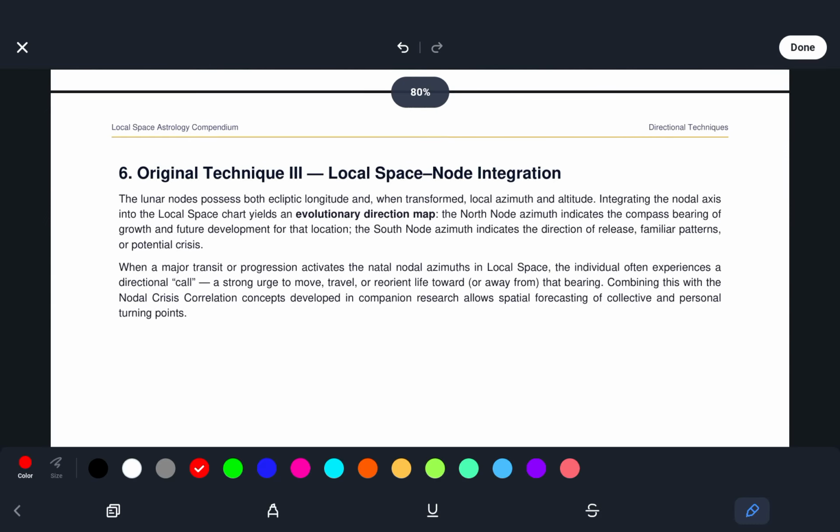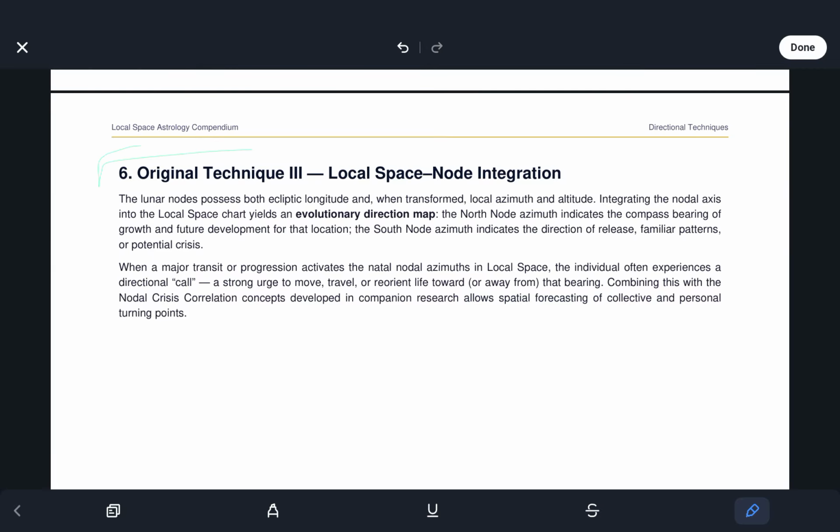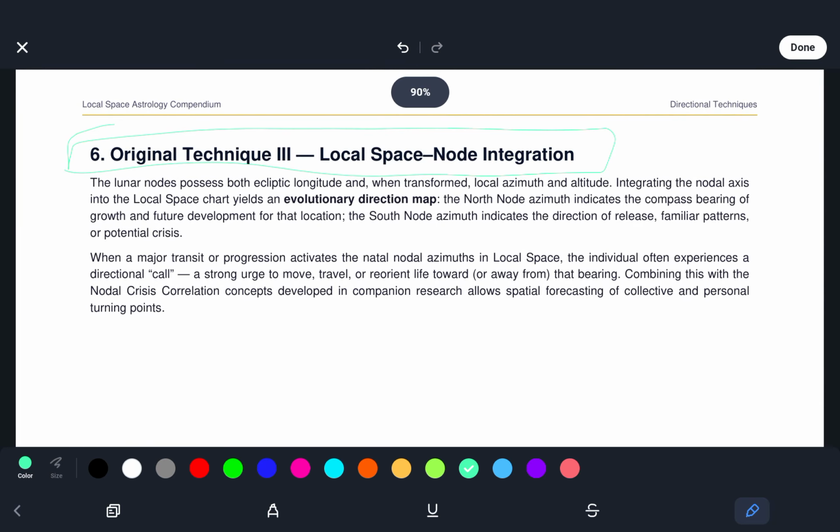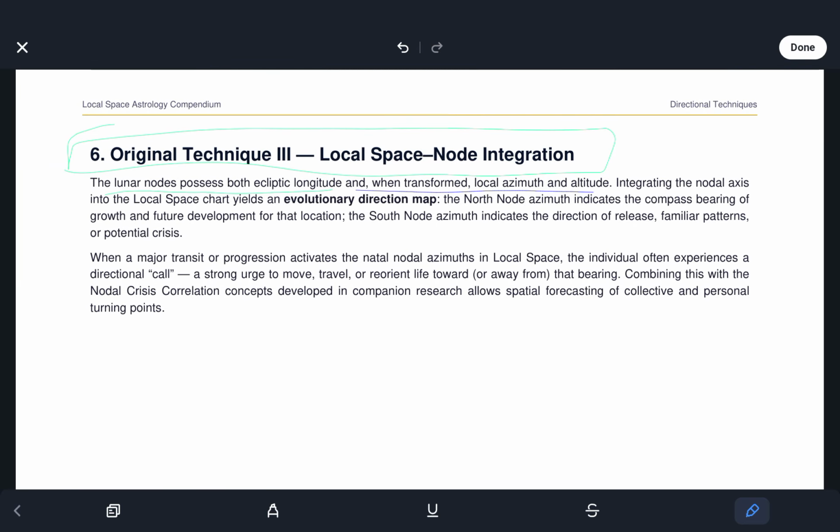And then we have LSN, a local space node. A lunar node possesses both ecliptic longitude and, once transformed, local azimuth and altitude, integrating the nodal axis into the local space chart. This yields an evolutionary direction map.